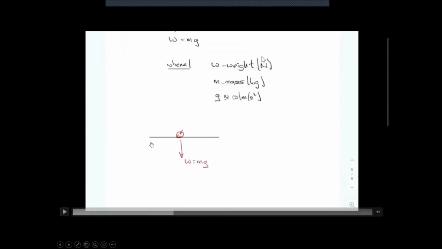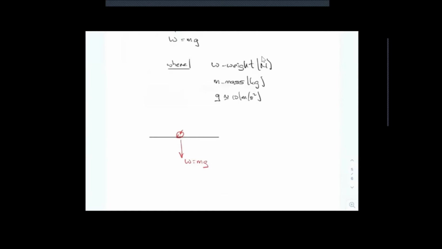All right, so what happens to the weight when an object stops falling? What happens to that particular weight when the object stops falling?